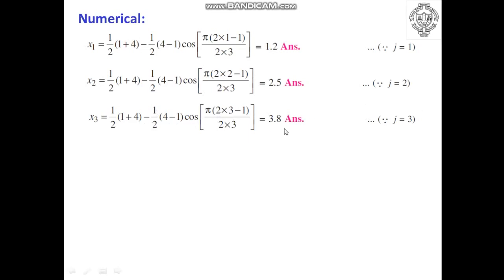The answer is 3.8. So now, what is the interpretation of these three values? If you see the values of x1, x2 and x3, obviously these three values fall between 1, which was xs, and 4, which was xf. If you get a value which is less than 1 or more than 4, definitely assume that your answer is wrong.